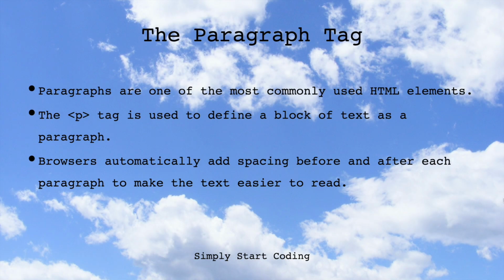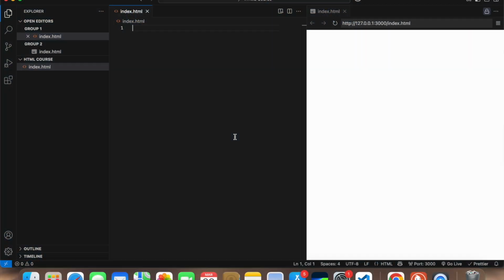The paragraph tag. Paragraphs are one of the most commonly used HTML elements. The p tag is used to define a block of text as a paragraph, and browsers automatically add spacing before and after each paragraph to make the text easier to read. Here are examples for the paragraph tag.